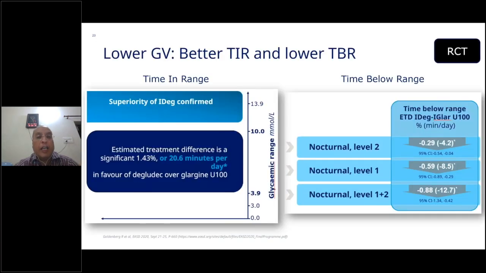Again, this is a very recent study published and presented last year at the European Society of Endocrinology meeting 2020 in September, where they studied the effect of degludec on time in range. In this study, it has been shown that with degludec there is a significant advantage in terms of time in range over glargine U300. It is improved by 1.43%, which translates to about 20.6 minutes. Each 1% improvement is equivalent to 15 minutes of improvement. If we see the time below range, that is hypoglycemia, both level 1 as well as level 2 hypoglycemia are significantly reduced with degludec as compared to glargine U100.